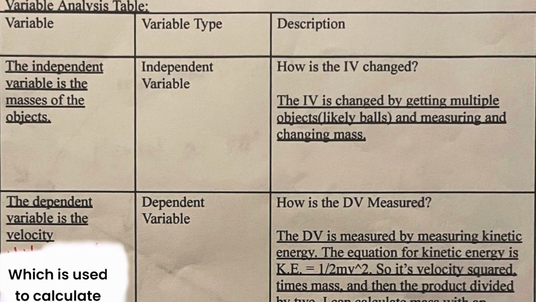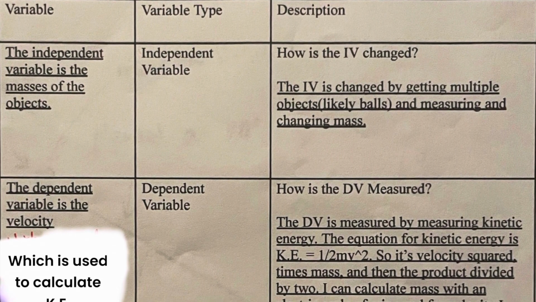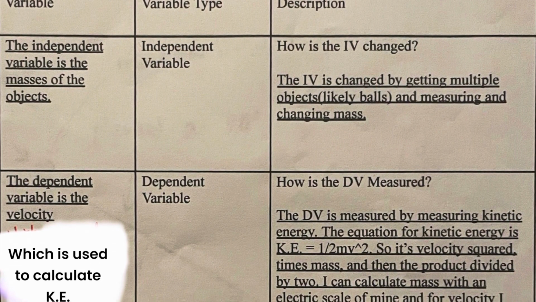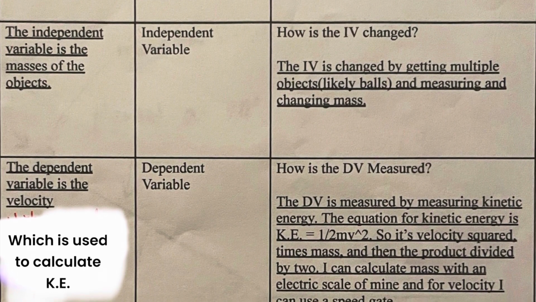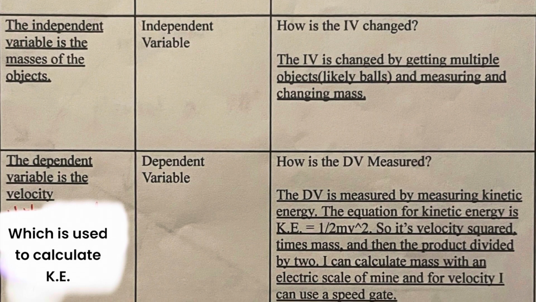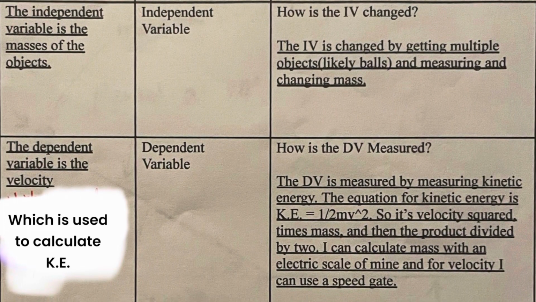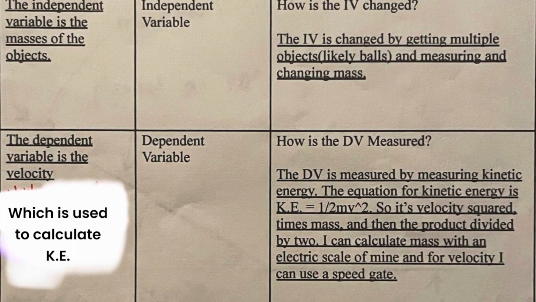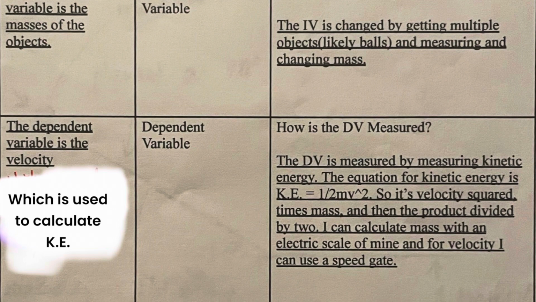In order to solve this question, I made a list of the variables that would be included in my project. So the independent variable, or the thing that's going to be changing in my project, is the masses of the objects. And for my project, I chose balls for the objects. So I'm going to basically be having different masses of balls that I'm going to be rolling down an inclined plane in order to find kinetic energy.